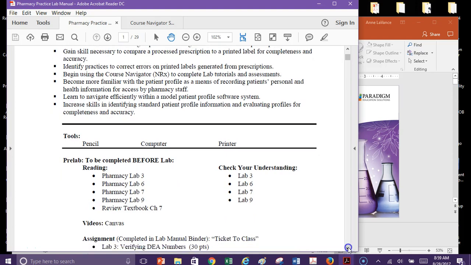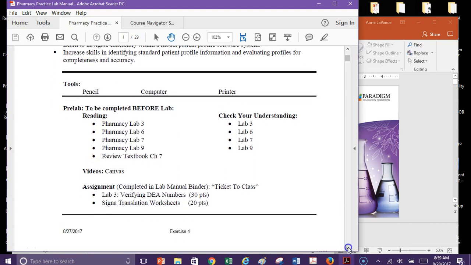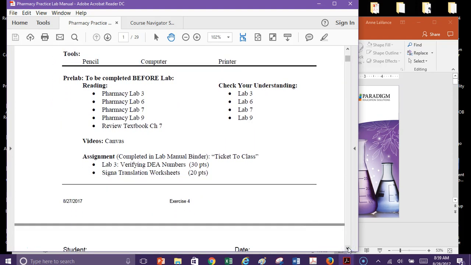For this lab, we're going to use pencils, computers, and printers. There's quite a bit of pre-lab work to be done. Read lab 3, 6, 7, and 9. View these videos. Review your textbook chapter 7. Also, check your understanding at 5 points each for lab 3, 6, 7, and 9.